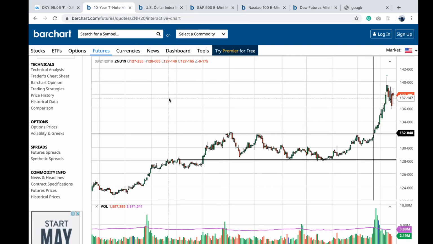So before we delve into comparisons between the 10-year Treasury notes and the DXY, I want to explain the relationship between them. If the 10-year Treasury note is rallying, the DXY has to be dropping. So I'm going to explain real quick.